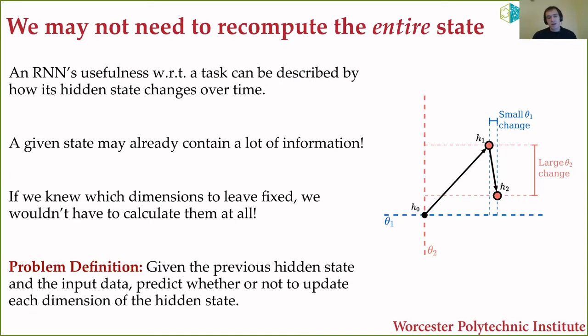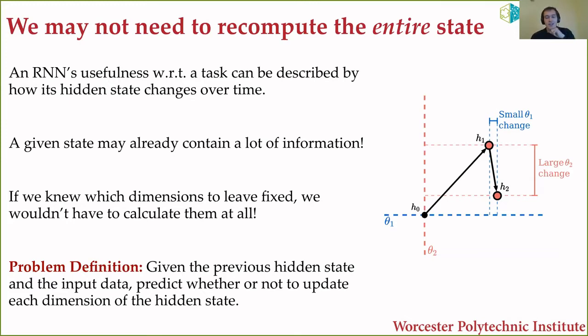And because an RNN's usefulness with respect to a task can be described by how the hidden state itself changes over time, the state for a given time step may already contain a lot of information. So as you can see on the right, if we're updating from hidden state 1 to hidden state 2, some dimensions of the hidden state may change a lot and encode a lot of new information, and some dimensions may not change very much. And so the basic premise is, in this example, if we were to just not change the blue dimension, then the resulting hidden state would be barely different than if we did let it change.